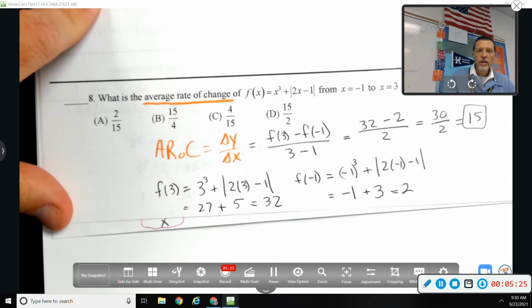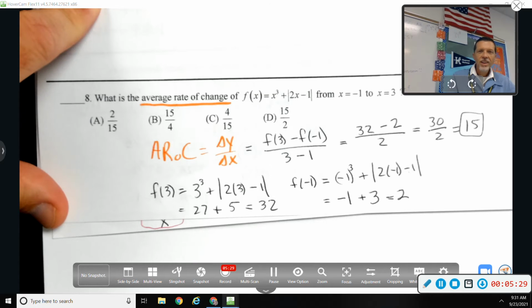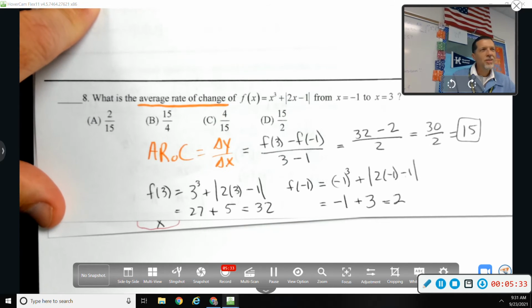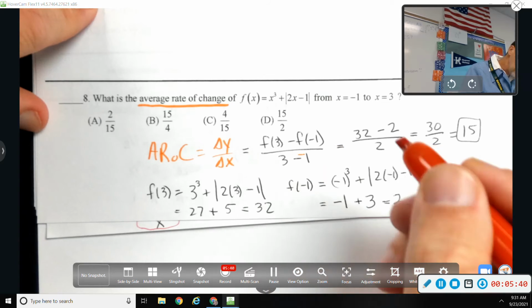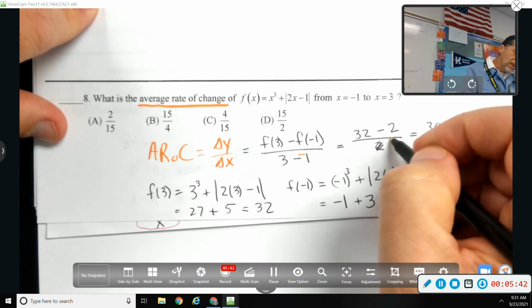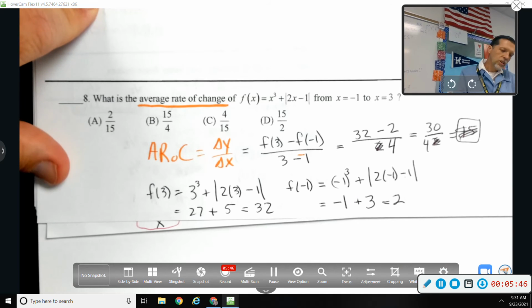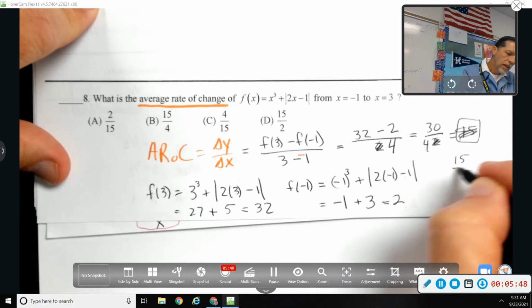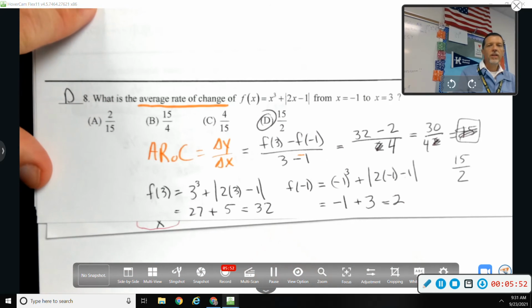The average rate of change. Uh-oh, what did I do wrong? Why is that answer choice not there? Because you have to leave it over. Oh, I know what I did. Does anybody see my mistake? You didn't do negative. Yeah, it's supposed to be 3 minus negative 1, which would make this 4. And 30 over 4, 15 over 2, and that answer choice is there.